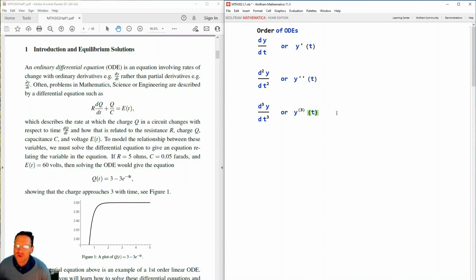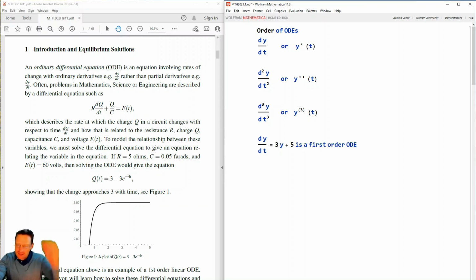But it's more convenient here to put y superscript round brackets 3. Okay, now let's just look at an example of a first order differential equation. So for example, if we have dy/dt equals 3y plus 5, okay? Now this is a first order differential equation because the highest order of the derivative there is 1. We only need 1 dash there to describe that.